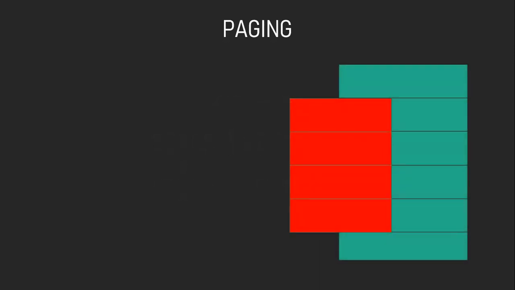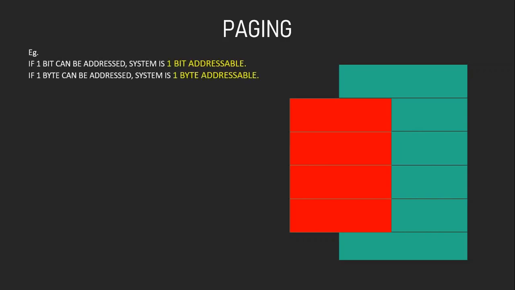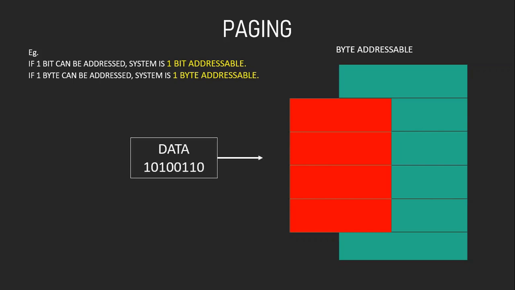So now that we have addresses to reference each frame and page, we can store data in them. The amount of data you can store depends on the system. For example, if 1 bit can be addressed, then the system is 1 bit addressable. If 1 byte can be addressed, then the system is 1 byte addressable. Imagine this to be a byte addressable system. Now we can store 1 byte or 8 bits of data per address.